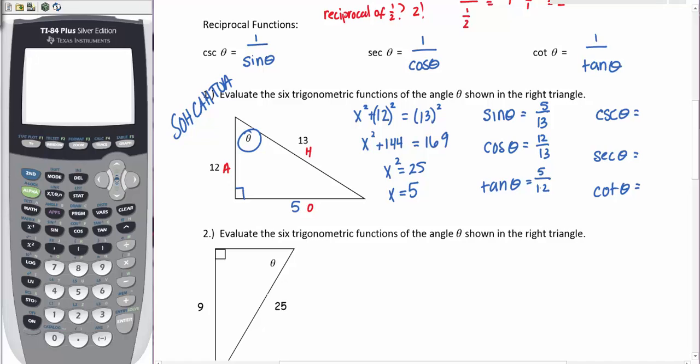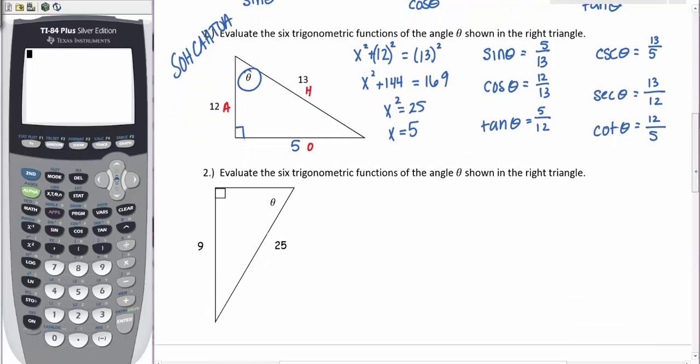Okay, so once I find these 3, it's very easy to find the other 3. I just need to use the reciprocal. So the reciprocal of 5 over 13 is 13 over 5. The reciprocal of 12 over 13 is 13 over 12. And then 12 over 5. So that's how you find the 6 trig functions. Okay?